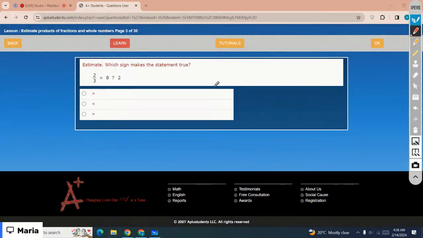Here you have 8, right? You cannot divide 8 by 3. So, you can replace this 8 by 9 because you can divide 9 by 3, right? 9 times 2 is 18. 18 divided by 3, that is 6. You have to compare 6 and 2. So, which is the correct option?